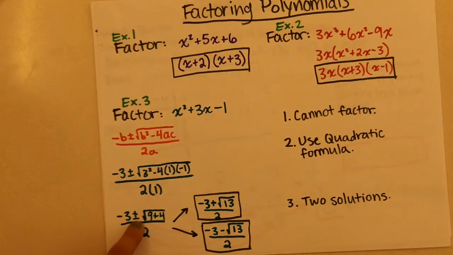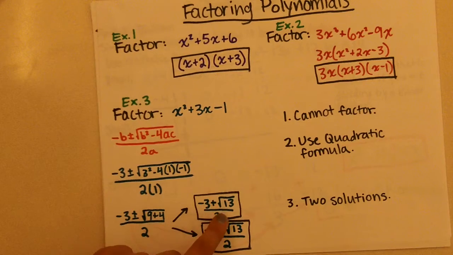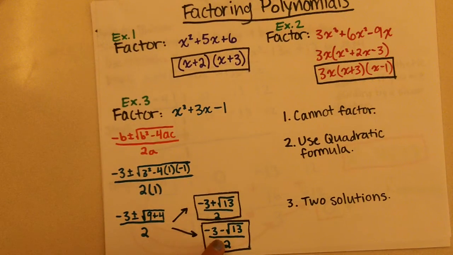And since this is a plus or minus sign, you're going to get two solutions. Your first solution is negative 3 plus the square root of 13 over 2, and your second solution is negative 3 minus the square root of 13 over 2.